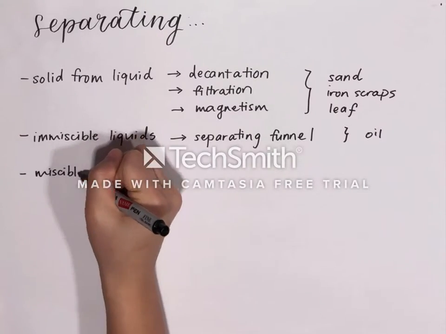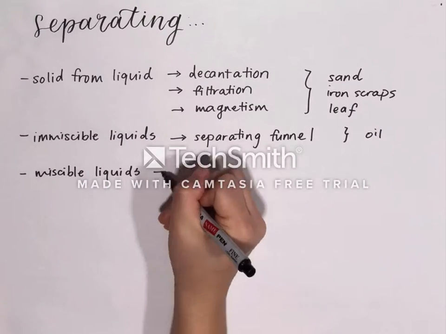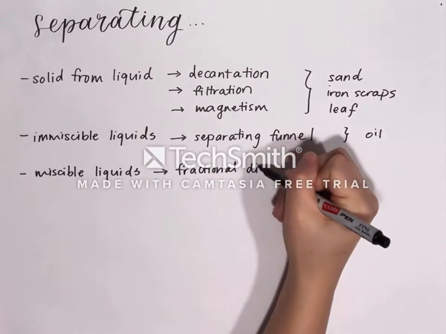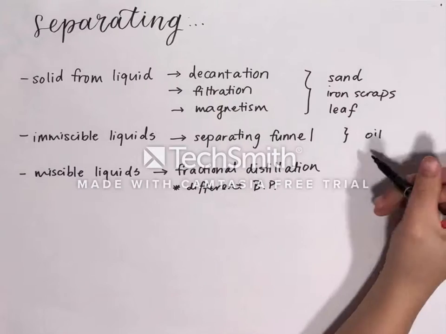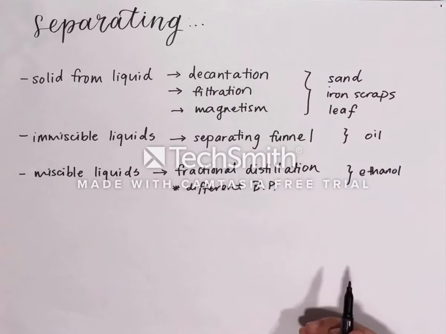As for miscible liquids, which are liquids that can be dissolved in each other, we can use fractional distillation to separate them. However, we must take note that the liquids must have different boiling points for this to work. So in this case, ethanol can be separated.